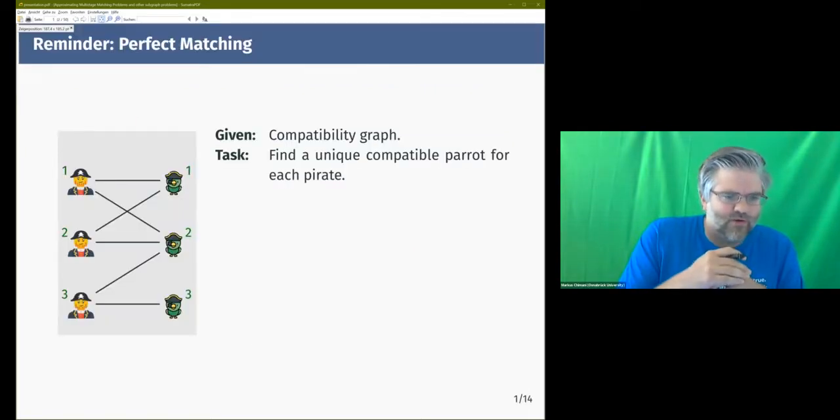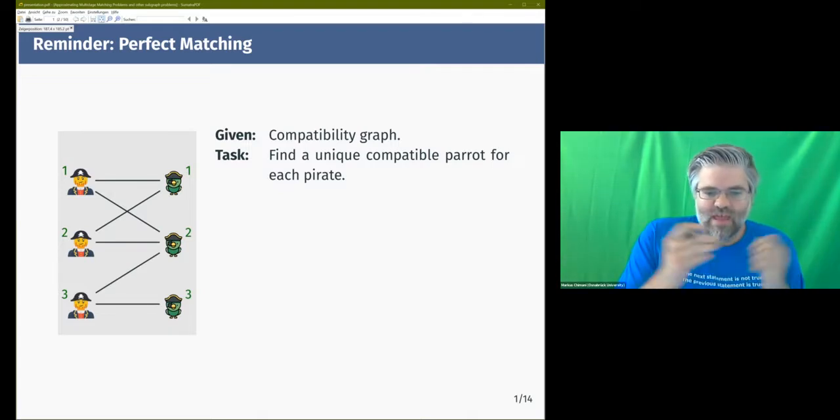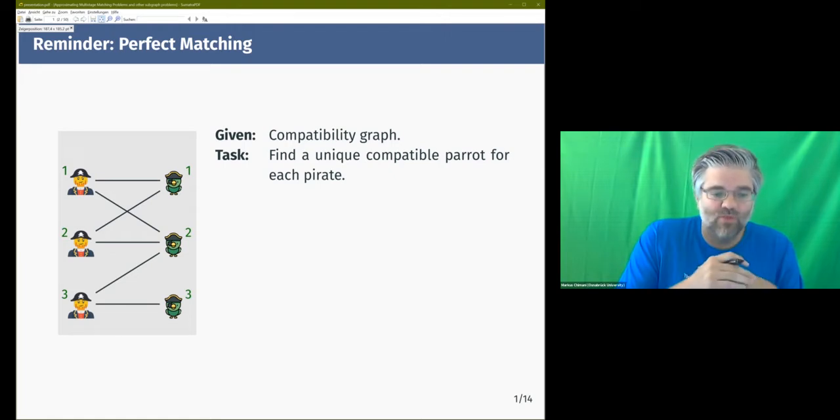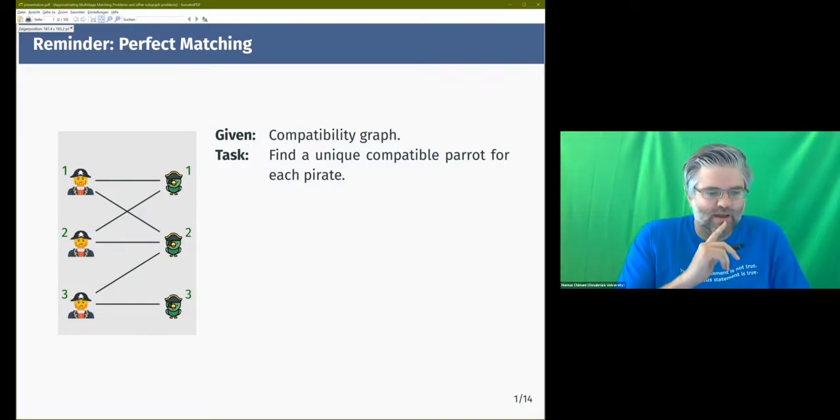By now we have heard enough about matchings, so my, let's call it real world example, is that of pirates. And as we know, every pirate needs a parrot, and you may have a compatibility graph of which pirate can deal with which parrot, and now you are obliged to assign each pirate one parrot.